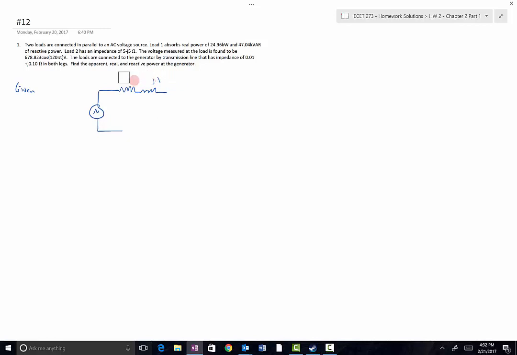So usually you will write j0.02. Sorry, not j, that's a resistor, so that's just 0.02. And this is j0.2. Now I've taken care of both the feed and the return. We've got two parallel loads, Z1 and Z2.